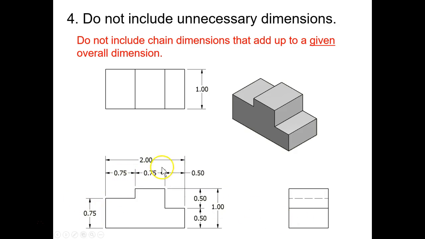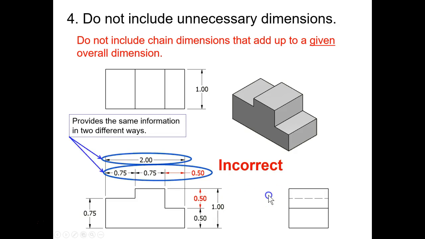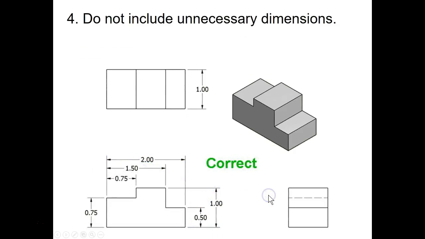Also, if you add these up, it's the same as this. So you're duplicating these measurements. So it's 0.5, 0.5, that's also 1. So you would normally not do that. What you're normally going to do looks like this, where you have all the measurements shown from one reference edge. So from here you go from the bottom to the top, and from here left to right.